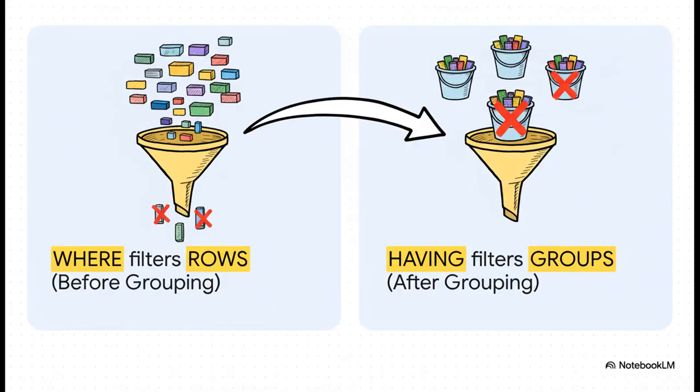This is the one thing you absolutely have to remember. Where filters rows. Having filters groups. Where works on the raw individual data before you do any summarizing. Having works on the aggregated, summarized results after the grouping is done. They do a similar job, but at totally different stages of the query.